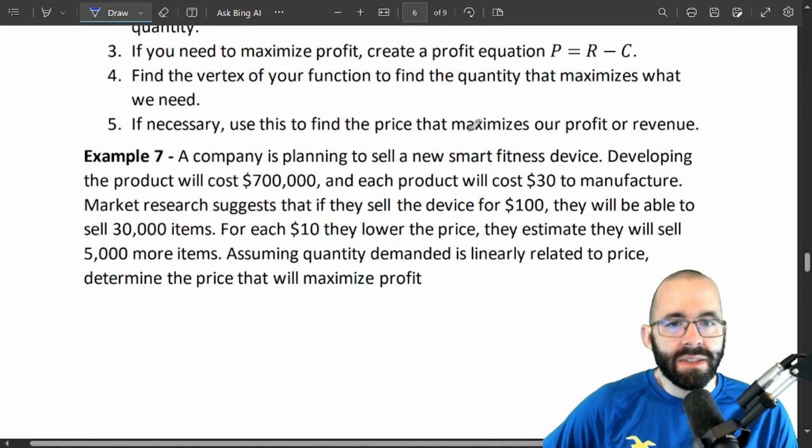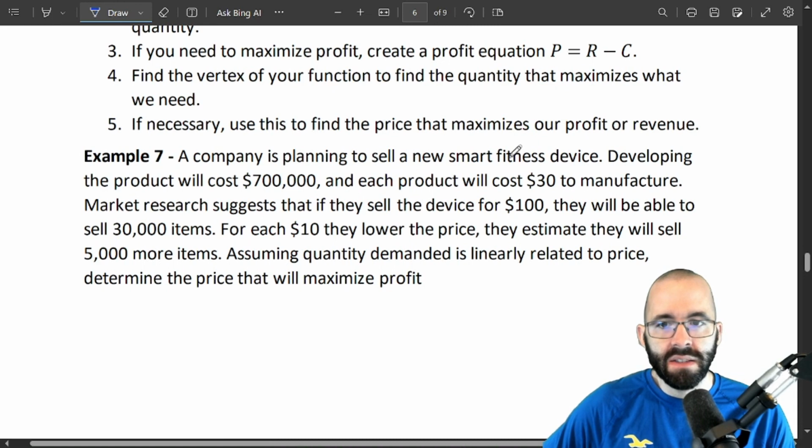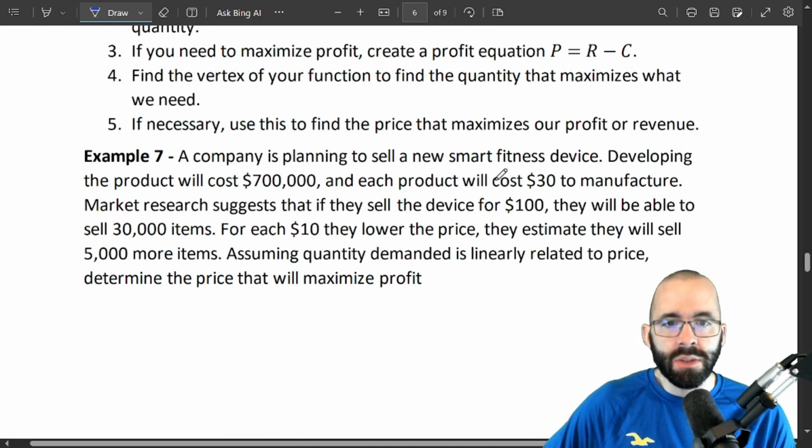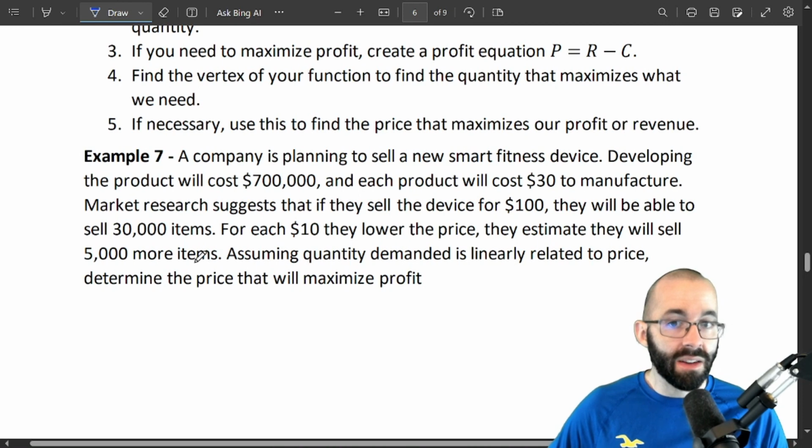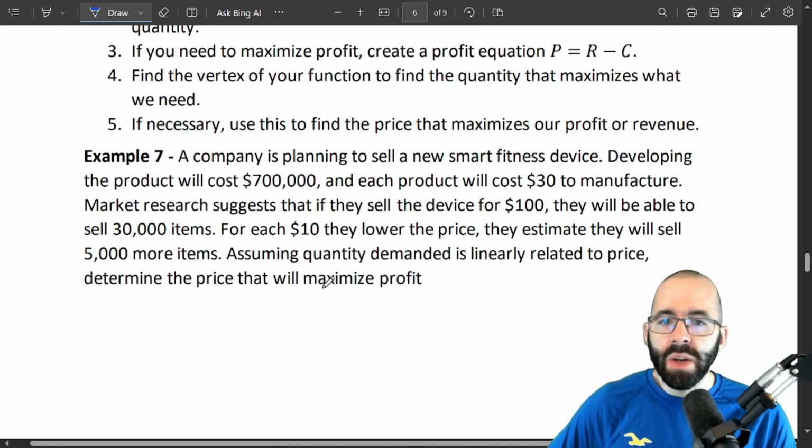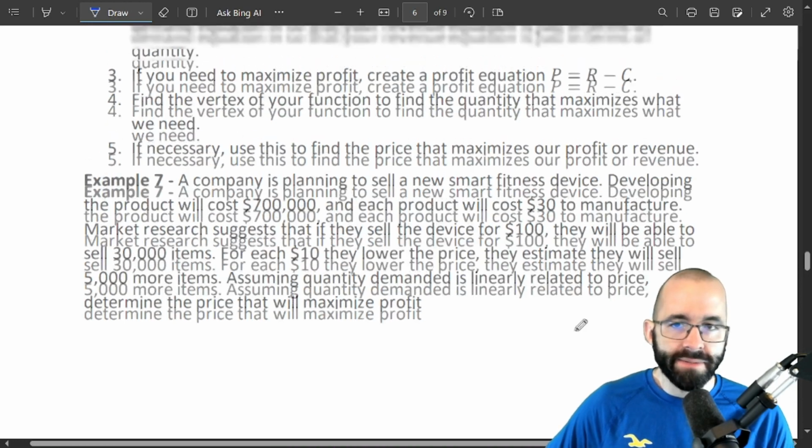Company is planning to sell a new smart fitness device. Development is going to cost $700,000. Each product is going to cost $30 to manufacture. Okay, look, fixed cost, variable cost I'm seeing. Market research suggests if they sell the device for $100, they could sell 30,000. Every $10 they lower the price, they could sell 5,000 more. Oh, that's a demand equation. Assuming quantity demanded is linearly related to price, determine the price that will maximize profit.